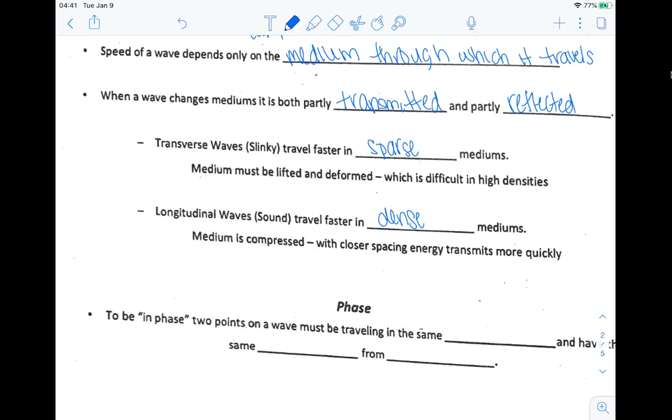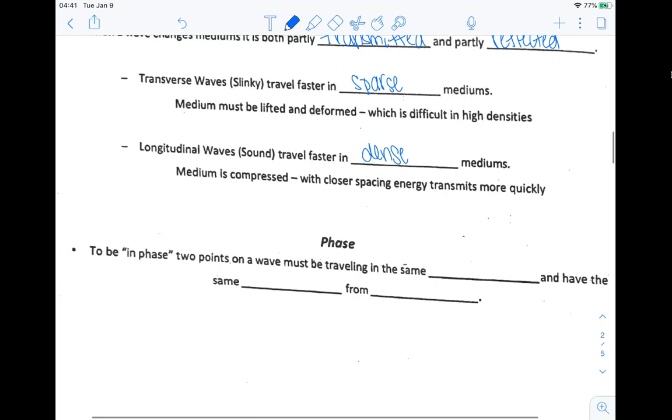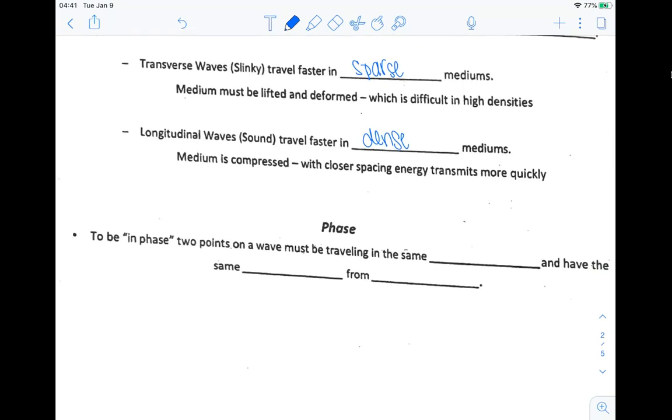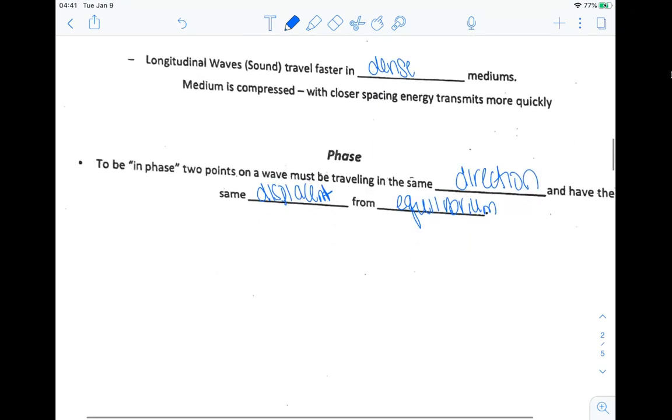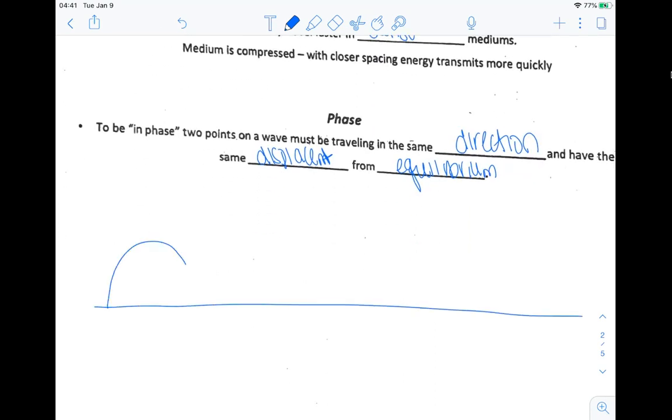The last thing that we need to discuss before we do some problems here is what it means to be in phase. So if you are in phase, 2 points in a wave must be traveling in the same direction and have the same displacement from your equilibrium. So what that means is, if I have a wave, okay, and I have all these different points on my wave, I will tell you that my wave is traveling to the right. So my velocity is traveling to the right.